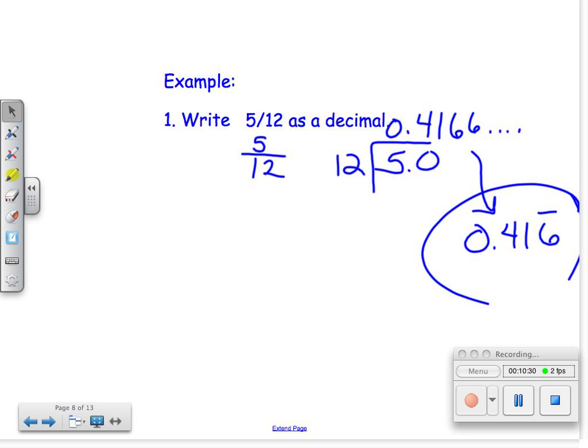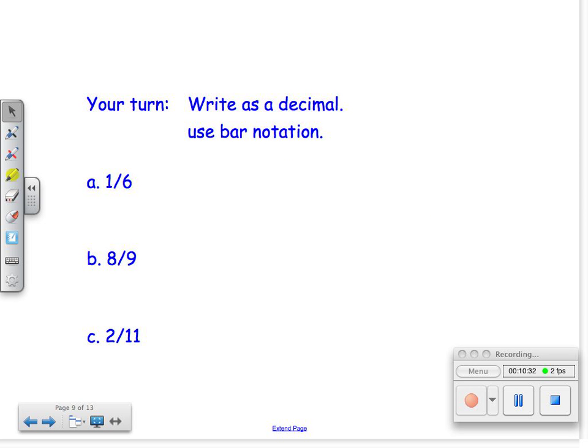Okay, why don't you guys try one? Actually, try 3. Here they are. Pause the video, write these fractions, punch them into your calculator, and tell me what the decimal form of these is. Say if it's a terminating or a repeating decimal, and if it's repeating, use bar notation.